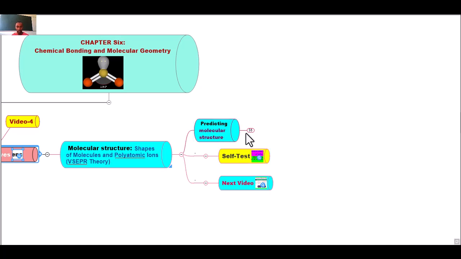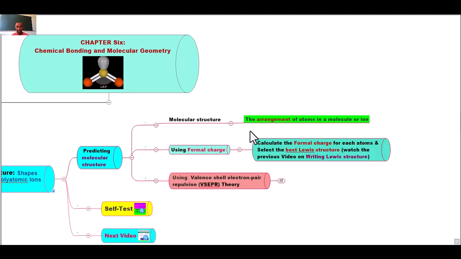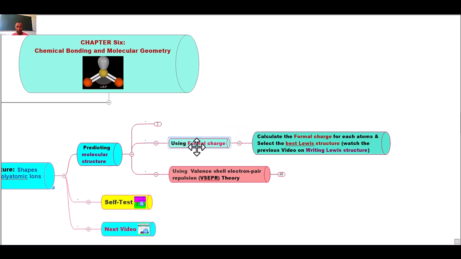And what is the molecular structure? The molecular structure is the arrangement of atoms in a molecule or ion, and you can predict the molecular structure by using formal charge or by using valence shell electron pair repulsion theory. How can you predict the molecular structure by using formal charge? First, calculate the formal charge for each atom and then select the best Lewis structure. How can we identify the best Lewis structure? Go to the previous video and watch it.